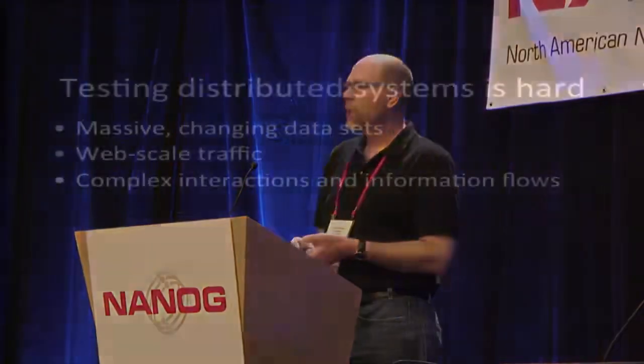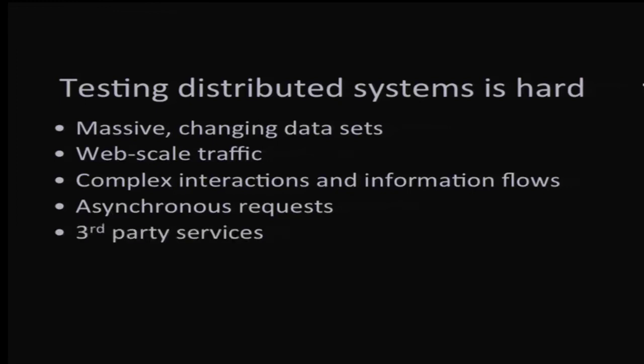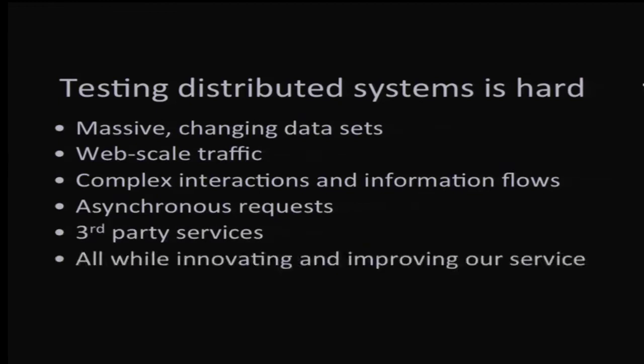So testing distributed systems is hard. We've got massive changing data sets. We're at web scale, so hundreds of thousands of transactions per second running through a complex distributed system. The interactions are complicated, the information flows are complicated, and it gets even more interesting as things become asynchronous, and we're moving more and more towards asynchronous models. Third-party services add some interesting variables. We have less control over those. And while we're doing all of these things, we're constantly changing this environment. It's not a static environment by any means.